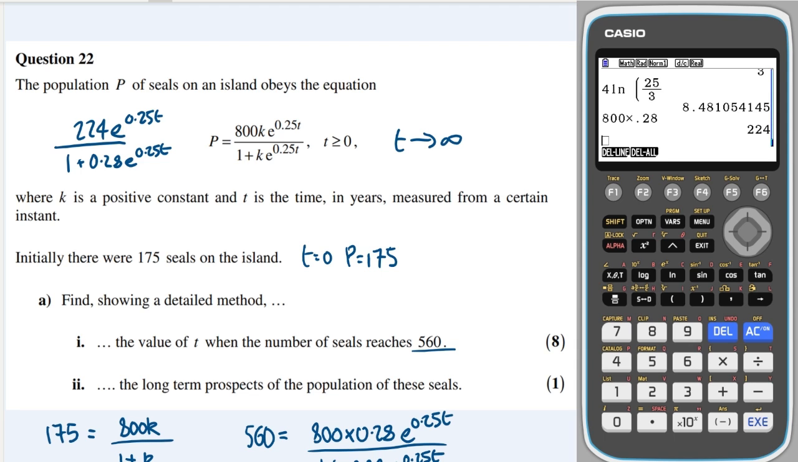Okay, so basically, when you tend to infinity, that constant there is just going to disappear, and these are going to be huge numbers, so it will just be 224 lots of a huge number divided by 0.28 lots of a huge number, which will just be 224 divided by 0.28, which gives you 800. So it's going to tend to 800.